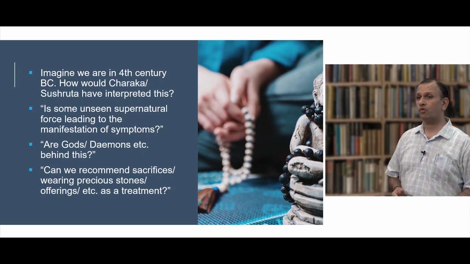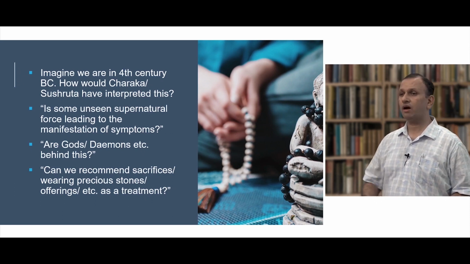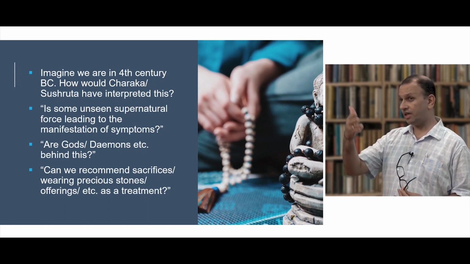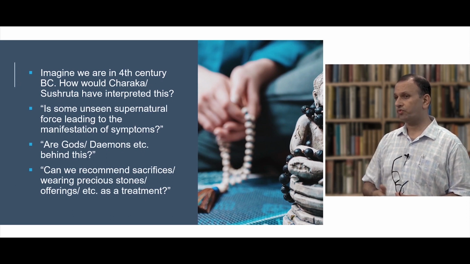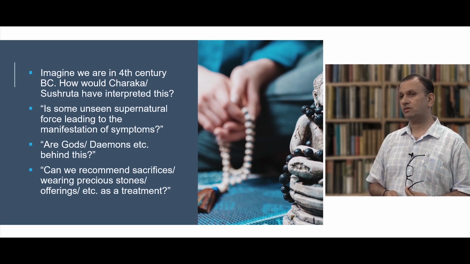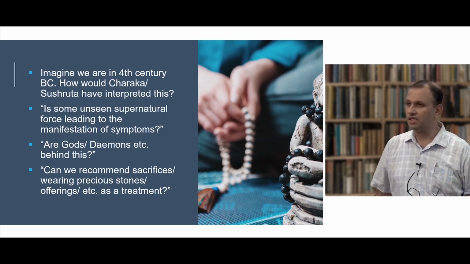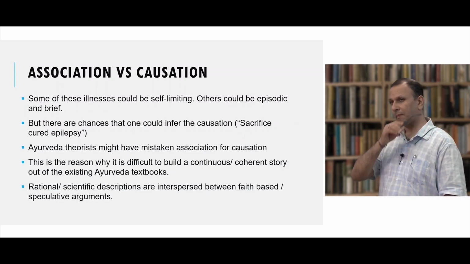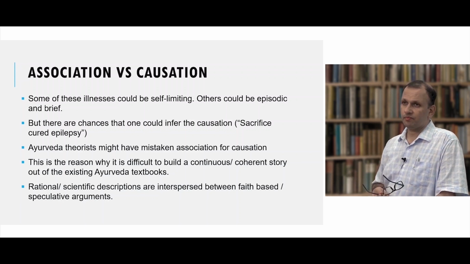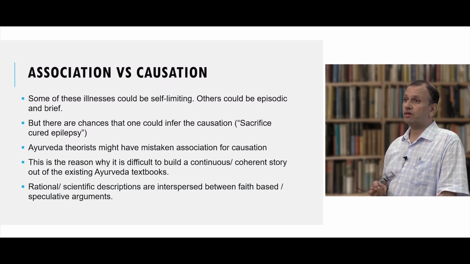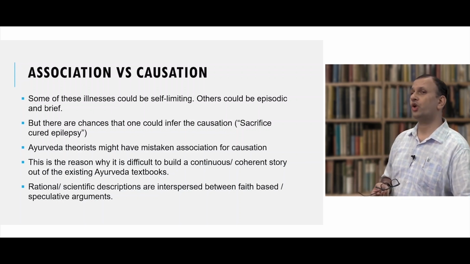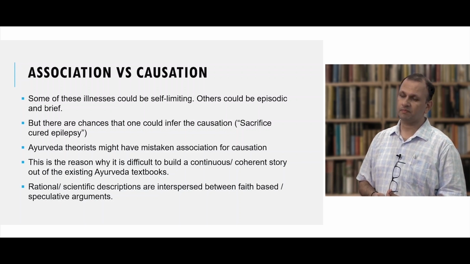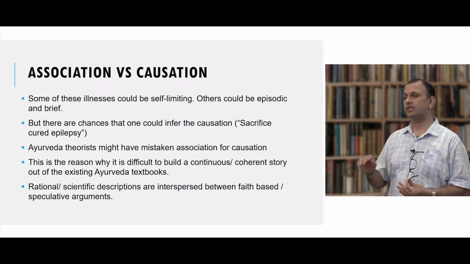Can we recommend sacrifices, or wearing precious stones, or offerings like Havana, Mantra, money? Could all these be of help as a treatment? So these questions could have been common for those scholars, because the existing knowledge was insufficient to explain these manifestations. Some of these illnesses could be self-limiting, others episodic and brief, but there are chances that one could infer causation. For example, sacrifice cured epilepsy. You gave some sacrifice and then the person got back to normalcy. So Ayurveda theorists might have mistaken association for causation.